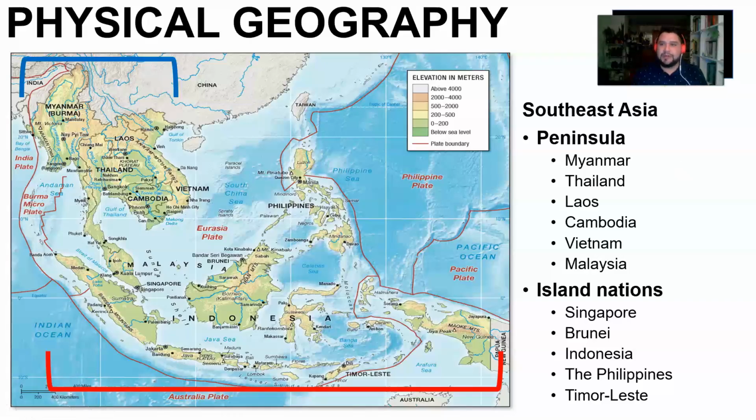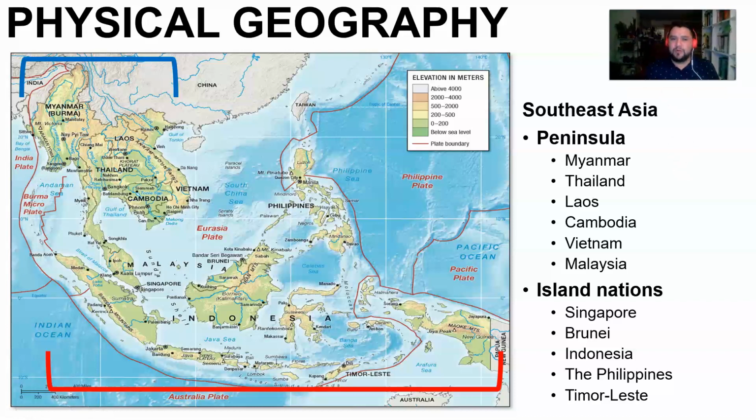When we look at Southeast Asia, we want to remember that this is a pretty broad and large region. For example, just the geography of Indonesia east to west is a region as large as the continental United States. We should also remember that it's divided into two regions.